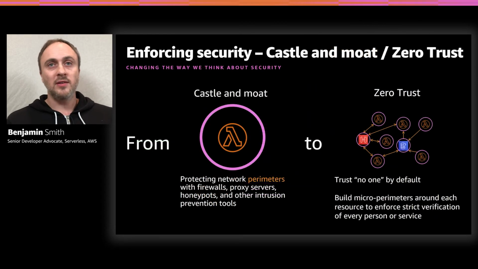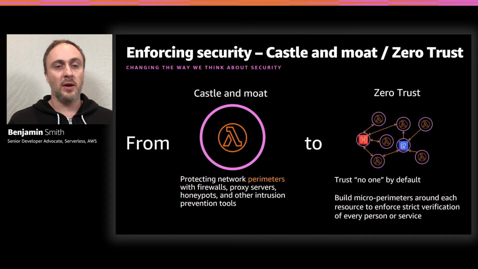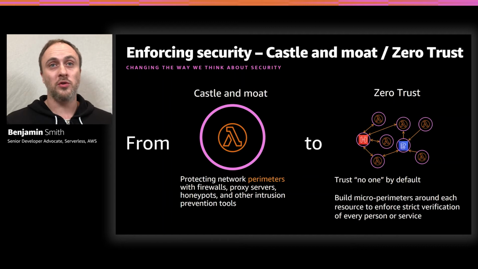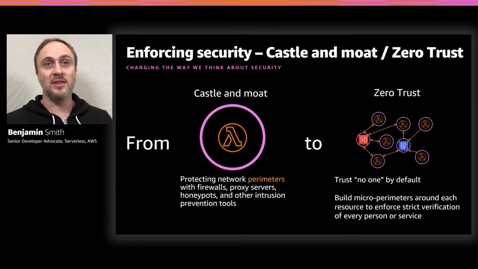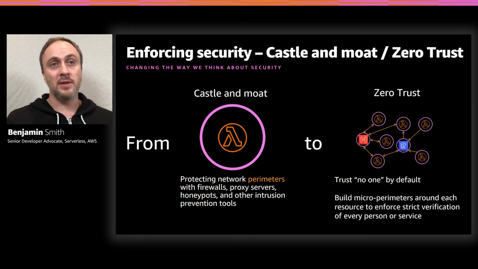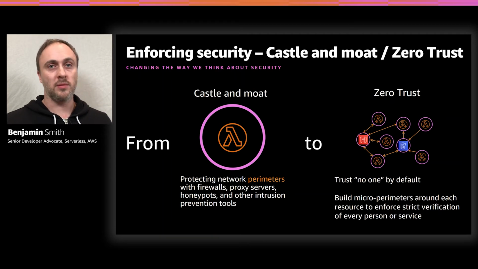To answer some of these questions, we need to adapt the way we think about security when compared to a traditional model. A more traditional approach to securing an application looks like this castle and moat approach. In this model, a secure perimeter is established around all the resources that you're trying to protect. Whereas in a serverless-based model, you use a zero trust model.